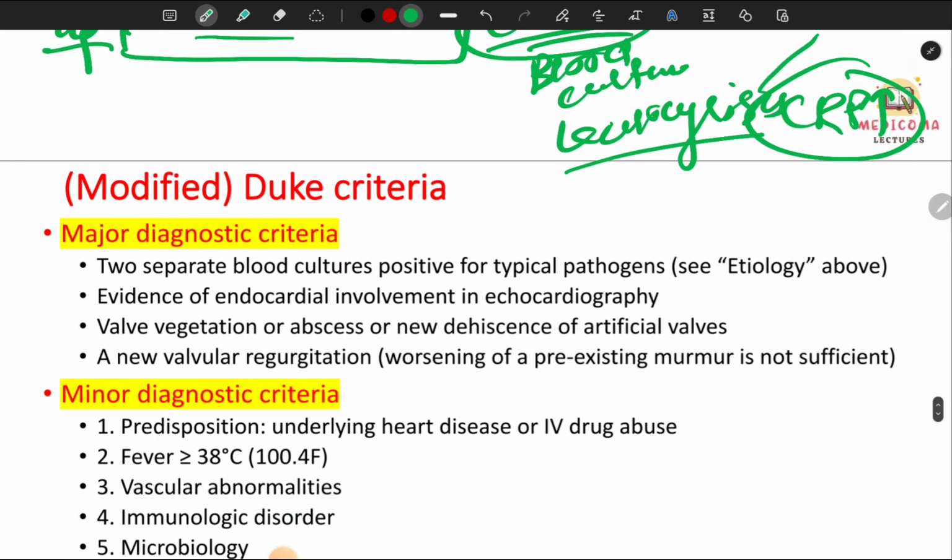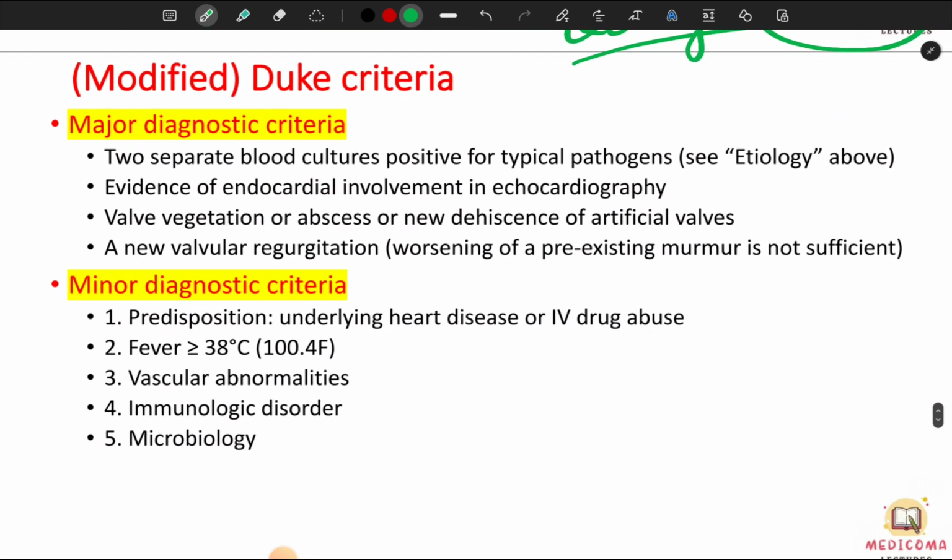So this is the modified Duke criteria. What are the major diagnostic criteria? Blood culture positive for a typical pathogen, evidence of endocardial involvement, valve vegetation or abscess, and also new valve regurgitation. So these are the major diagnostic criteria. And what are the minor?